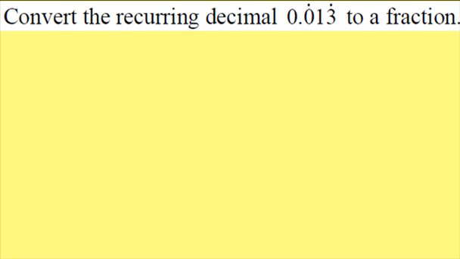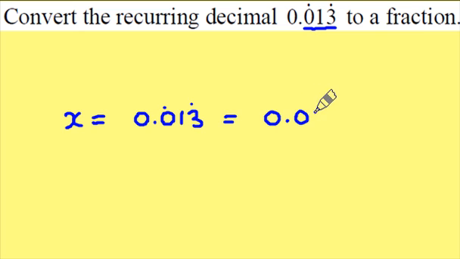Convert the recurring decimal 0.013 to a fraction. Now most students get confused with this as they do not realise it's 0.13 that's recurring, all of this bit here. Now in the same fashion as before, x is 0.013 recurring, starting at the 0 and ending at the 3, which looks like this, which is 0.013, 0.13, 0.13, going on forever.